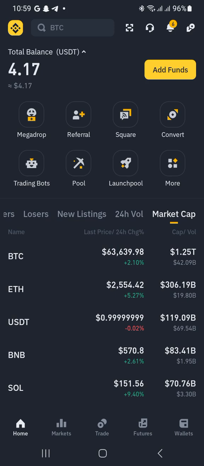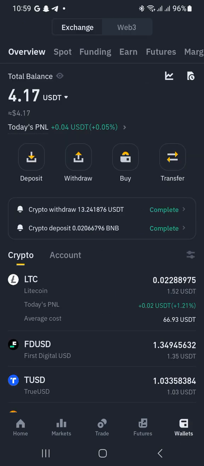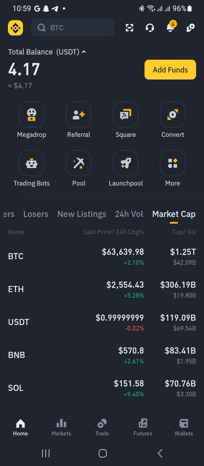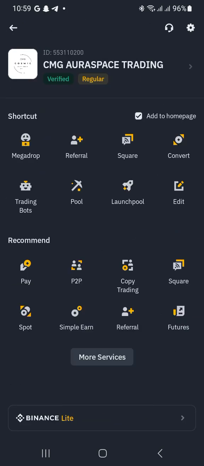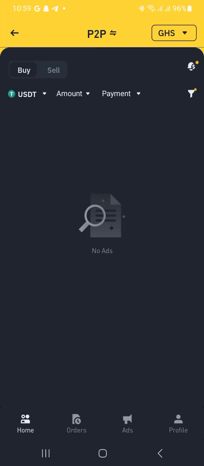And then when you open it, you should navigate to the place where you can see these two main tabs: the Exchange and then the Web3. Better still, you can come to the Home tab, and then hit the yellow button at the top there. When you hit that, you should look for P2P. I have it recommended for me, and you can actually arrange this. Hit the P2P, right?